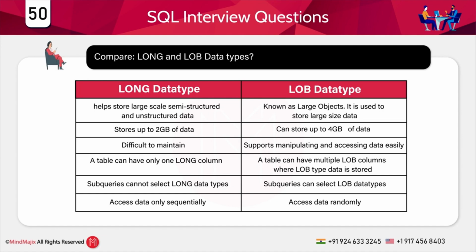In the long data type, subqueries cannot select long data types, whereas in LOB data type, subqueries can select LOB data types. And the last point of comparison is that in long data type, data access is done only sequentially, and in LOB data type, accessing data can be done randomly. Okay, I hope this clears the difference between the long data type and the LOB data type.